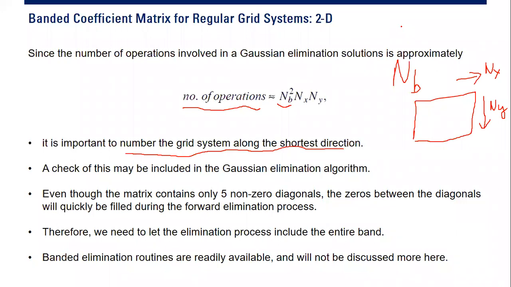So a check of this may be included in the Gaussian elimination algorithm in our software. So even though the matrix contains only 5 non-zero diagonals, the zeros between the diagonals will quickly be filled during the forward elimination process. Therefore, we need to let the elimination process include the entire band. Band elimination routines are readily available, okay, and will not be discussed more here.